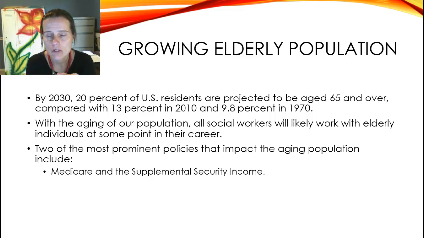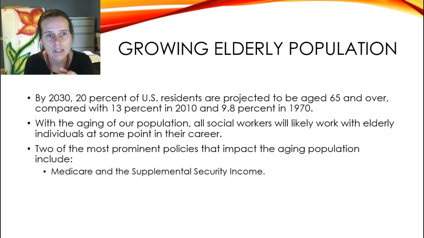By 2030, it's expected that 20% of the U.S. residents will be age 65 and older. That's compared to 13% in 2010 and 9.8% in 1970. So again, we're on a steep increase of individuals who are age 65 and over, and by 2030, again, 20%, so about 1 in 5 U.S. residents will be age 65 and older.